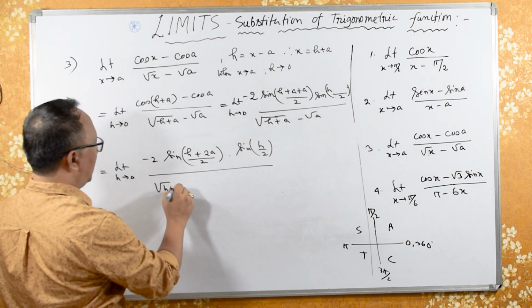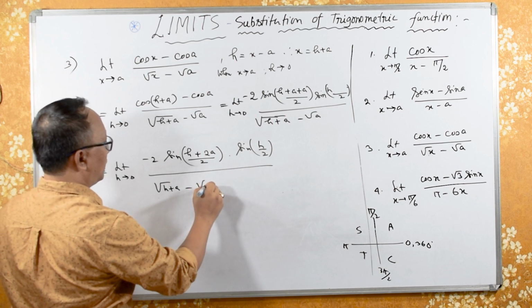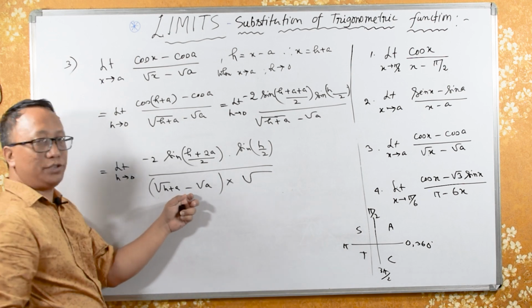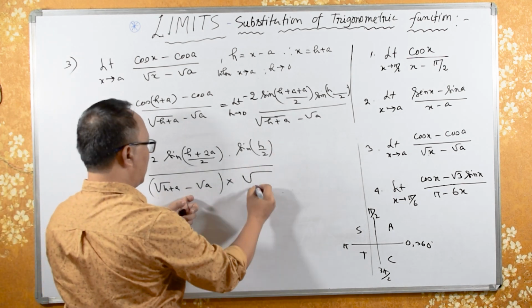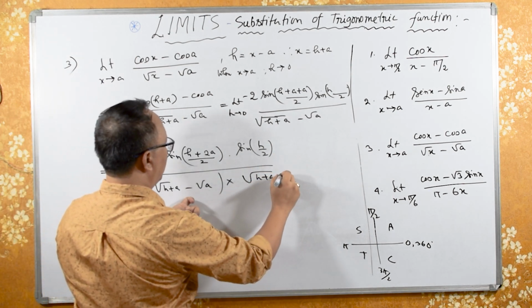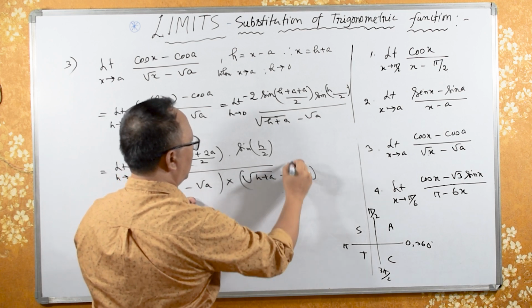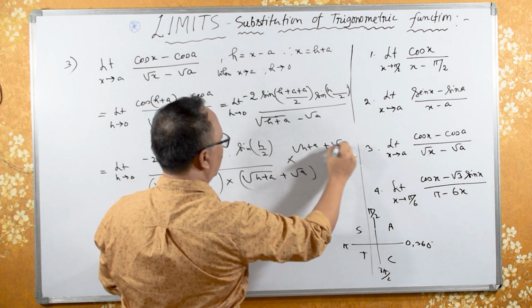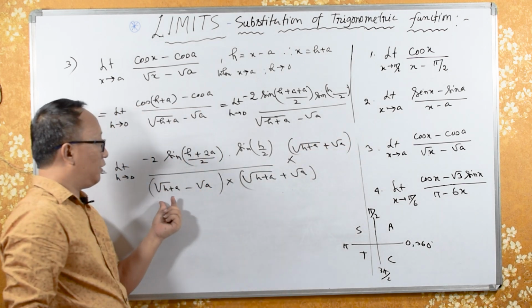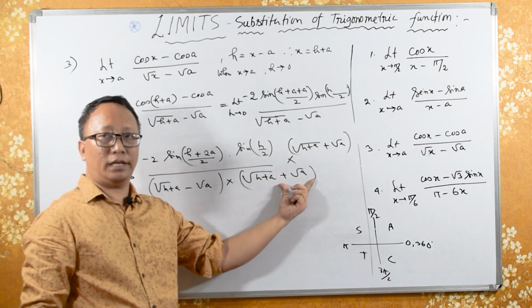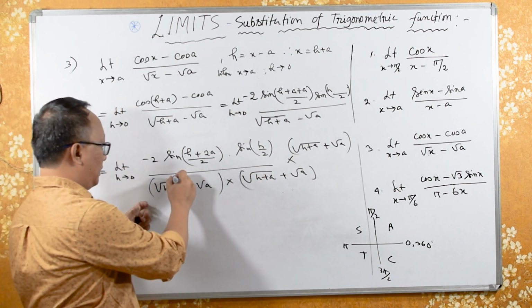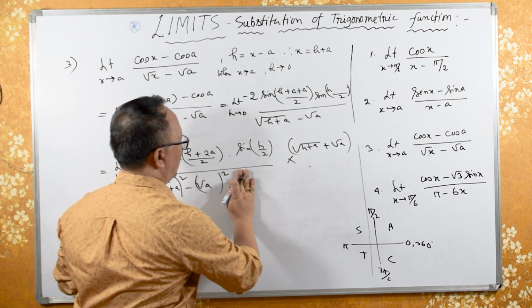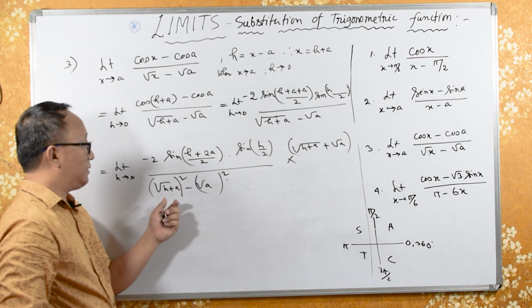H plus a minus root a into what? Its conjugate. If it is minus, then plus up and down. Okay, h plus a plus root a into h plus a plus root a. Now it is already of the form a minus b into a plus b. Therefore, it's a square minus b square. Okay, a square minus b square.